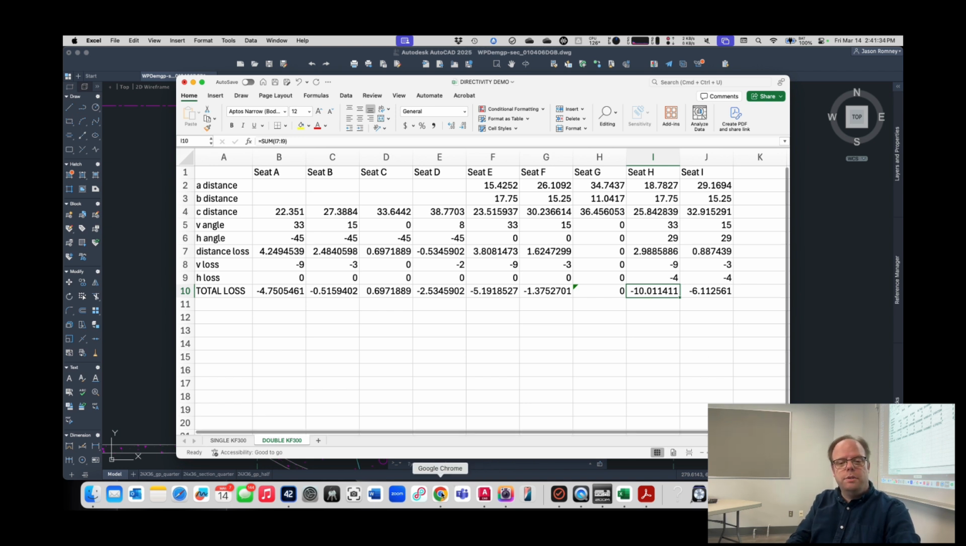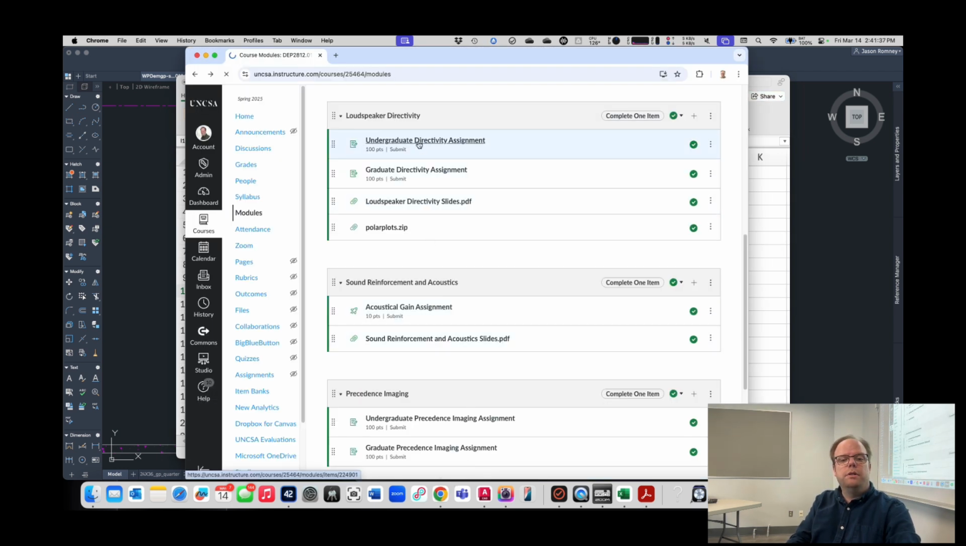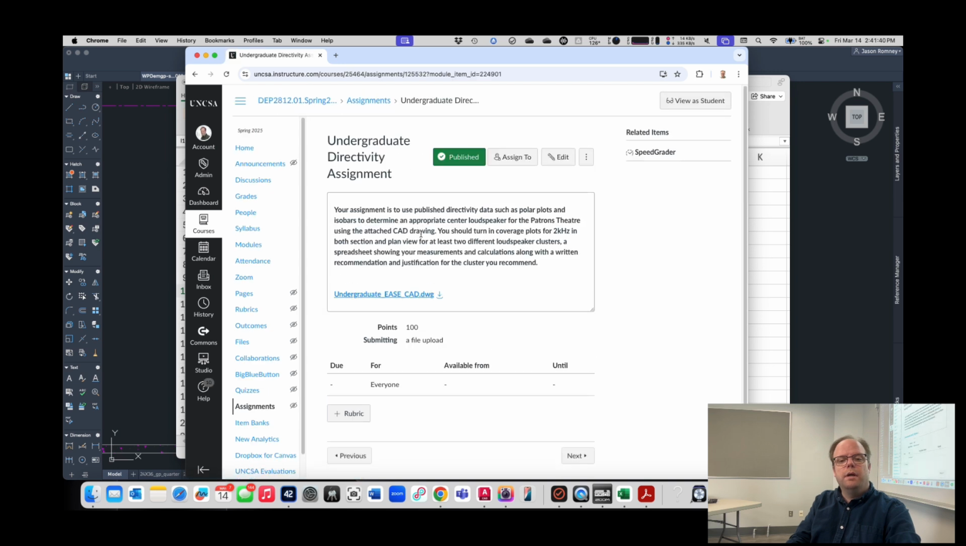So your mission is to take that CAD file I gave you, and use those polar plots that I gave you to plot at least 2 different loudspeakers onto that seating area. Pick a spot to hang something, someplace where you know you can hang it, point it at that seating area, and then plot it out. Tell me what that looks like, for 2 different loudspeakers. And then I want you to look at that data and tell me which one is the better choice. Okay, that's all I need you to do.